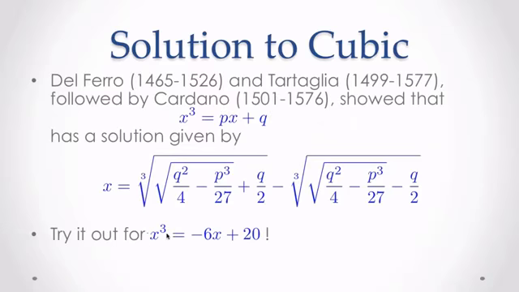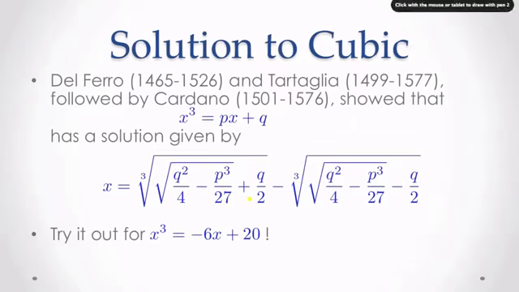So go ahead and look at the equation x cubed equals minus 6x plus 20. What solution does this formula give you? Well, first we notice what p and q are. p is equal to -6, and q is equal to 20.